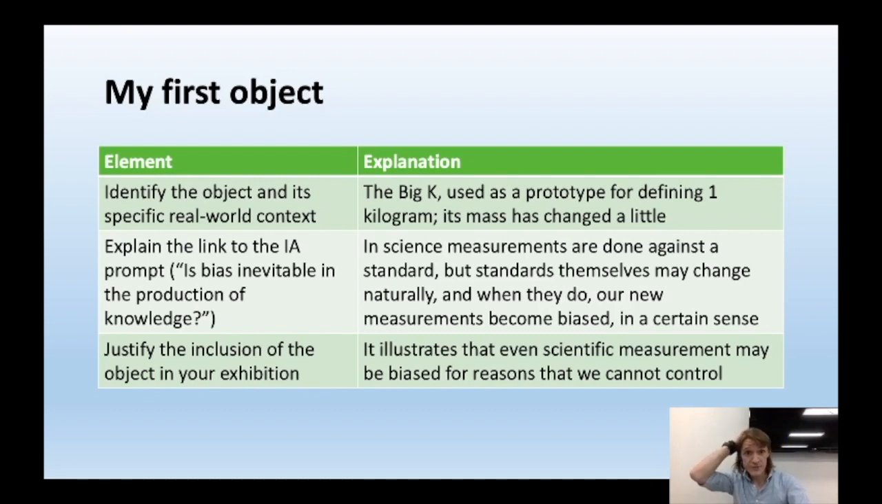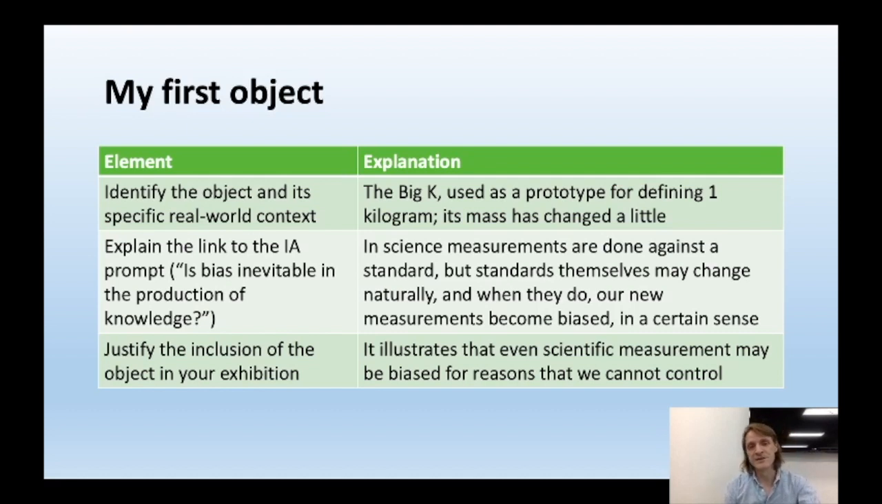So I decided then, for my first object, I will just use the big K because it popped up so conveniently in my head. So the real-world context will be what I have just described. It's a prototype, and we decided to use it as a prototype for 1 kilogram in 1889, and its mass has changed a little. That's its real-world context.